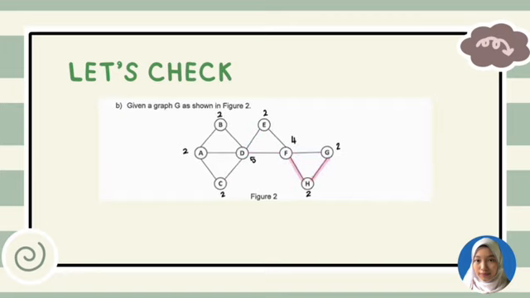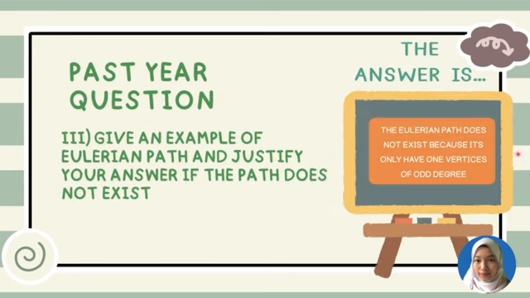So based on this graph, we can see there is only one odd degree, which is at node D. So it doesn't satisfy the condition to be an Eulerian path. The answer here is that the Eulerian path does not exist because it only has one vertex of odd degree. Give your reason since the question asks you to justify.